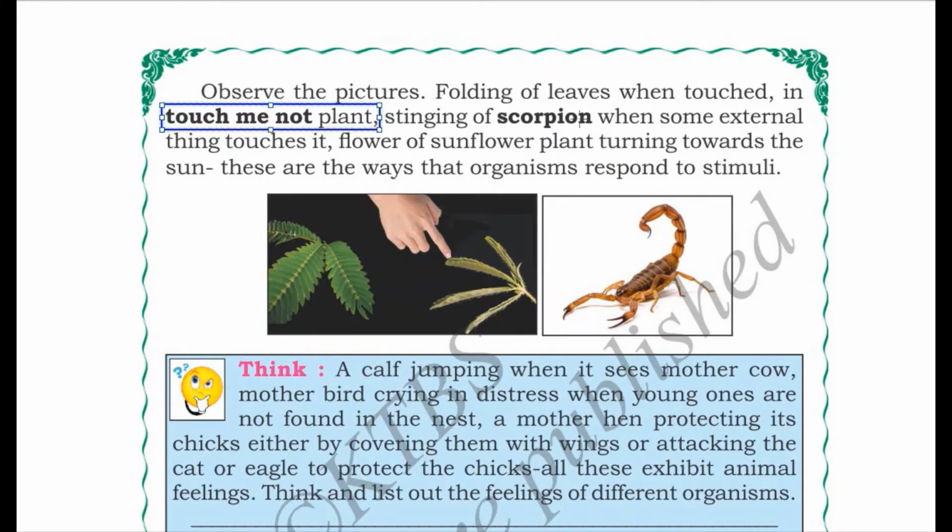The stinging of scorpion when some external thing touches it, flower of sunflower plant turning towards the sun. These are the ways that organisms respond to stimuli. Okay, so these are the different stimuli and different organisms respond to them in a different manner.